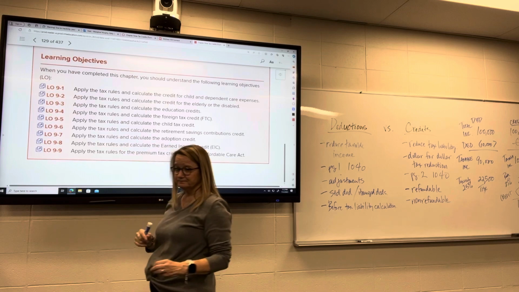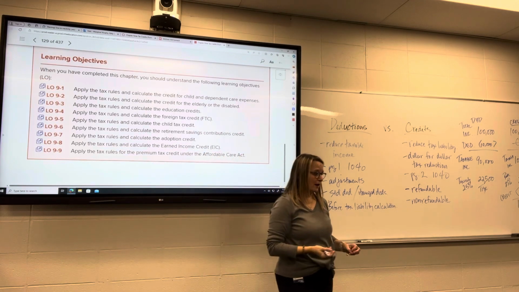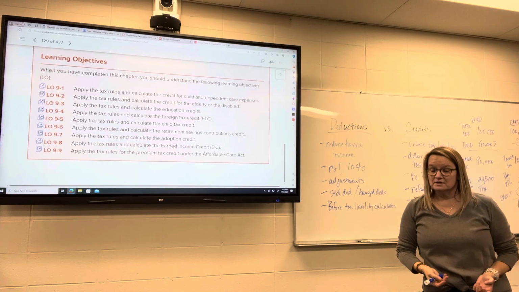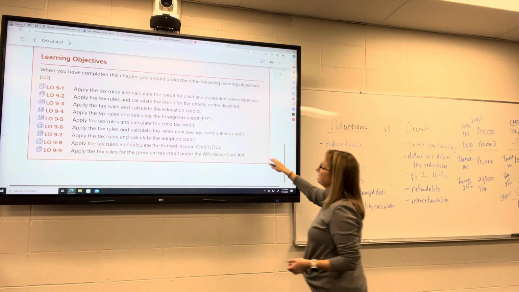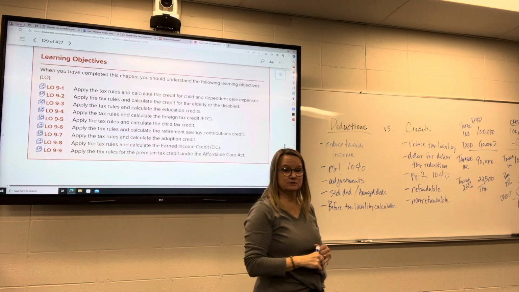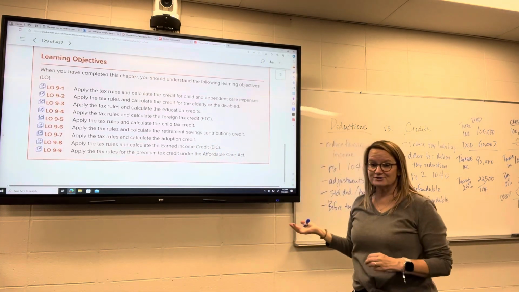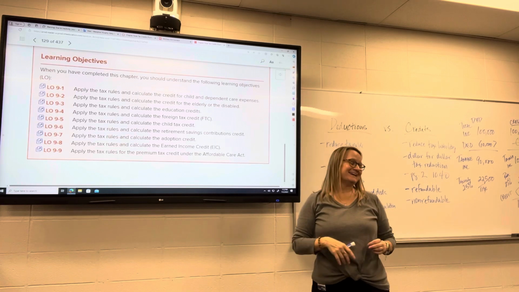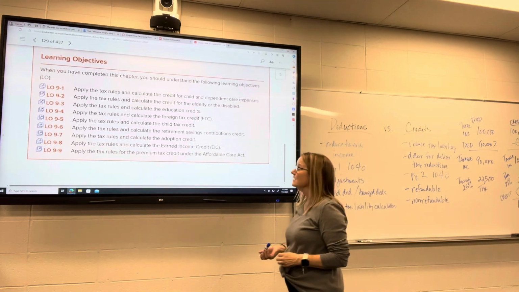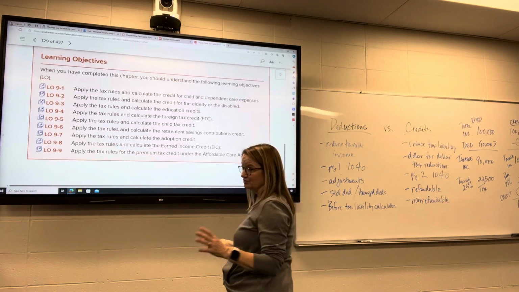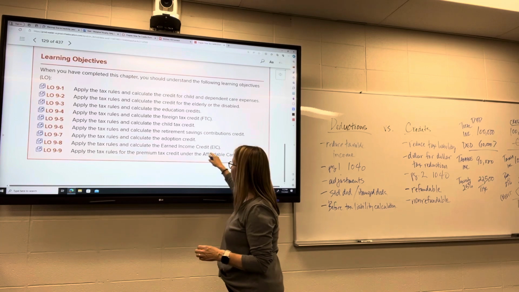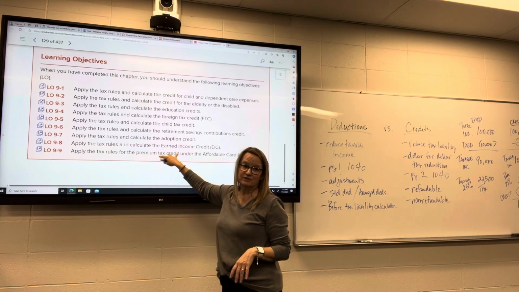Adoption credit. This credit is to help reimburse for adoption expenses that individuals may incur. Earned income credit. This is the one that causes us the most consternation as far as the calculations in this particular chapter. It's a rather complicated calculation to determine earned income credit. Luckily, there's also a table that can help with determining that. But again, there are income limits for the earned income credit.